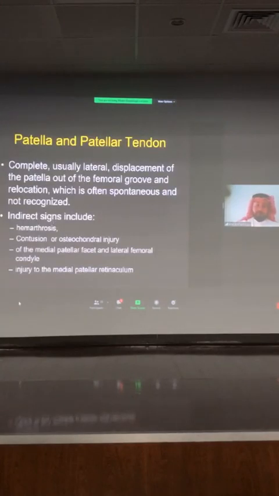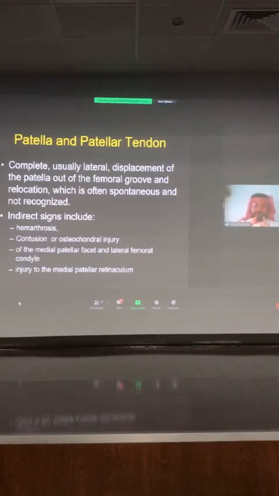Now, let's go to the patellar tendon and the patella. They are very important in the pediatric population because of the displacement of the patella. This is usually a lateral displacement, by far the most common, of the patella out of the femoral groove, which is usually spontaneous, and the patella happens to come back on its own. Sometimes it's not recognized. But then, indirect signs: the patient might present with hemarthrosis, contusion, or osteochondral injury of the medial patellar facet and the lateral femoral condyle, and injury to the medial patellar retinaculum, and you have to have a look at it.